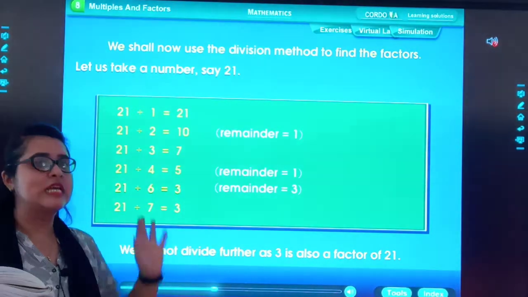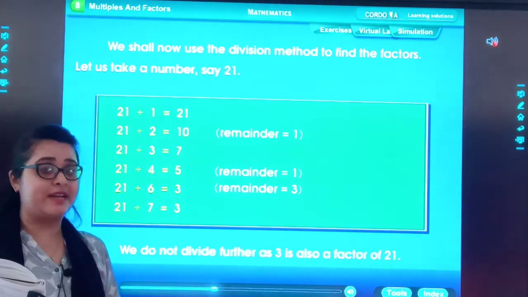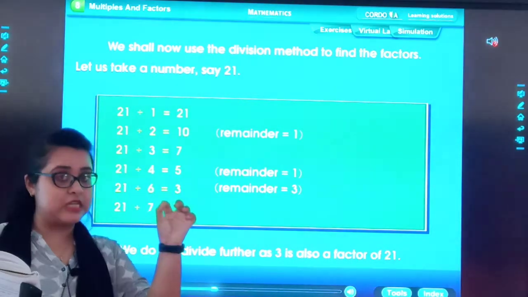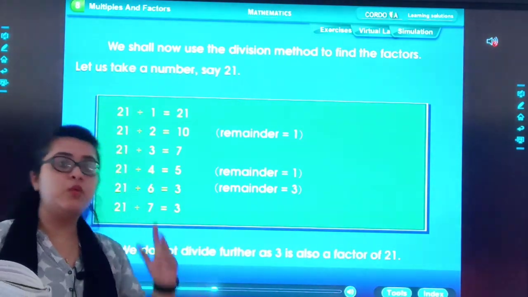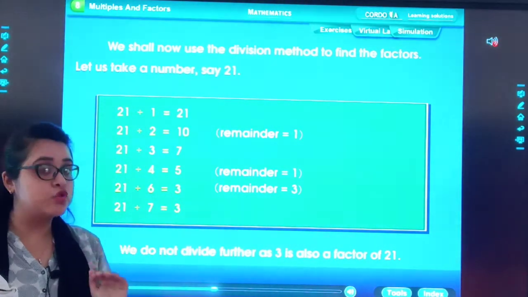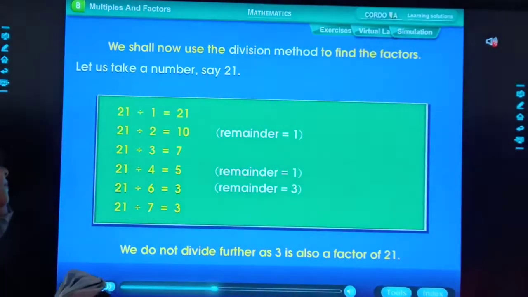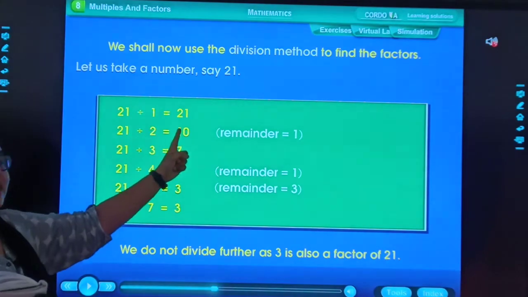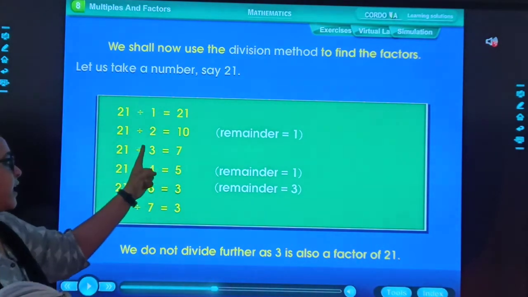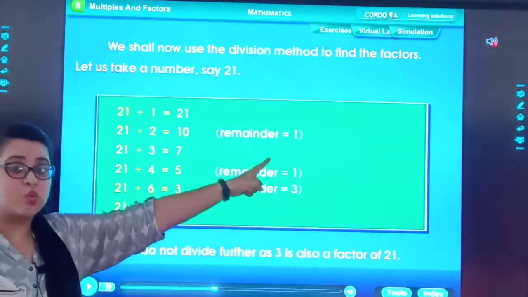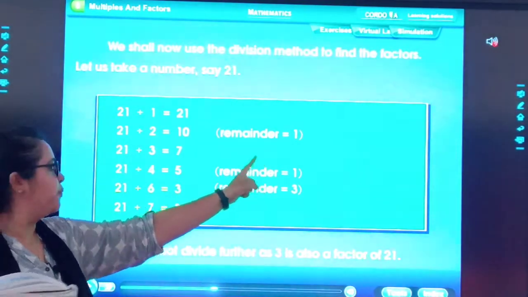We will see that I put 21 in this table. If the remainder is 0, then that number will be the factor. If a remainder is left, then that number will not be the factor. See, 21 divided by 1, 21. 21 divided by 2, then I have a remainder left. Is 2 a factor? No.